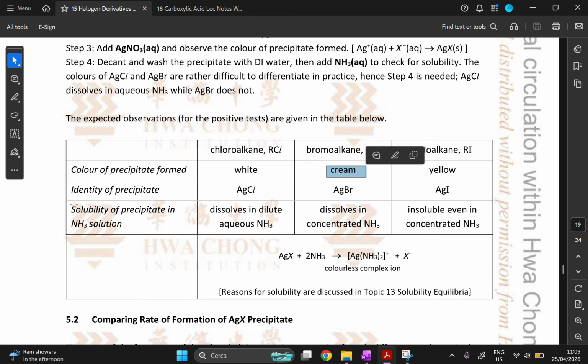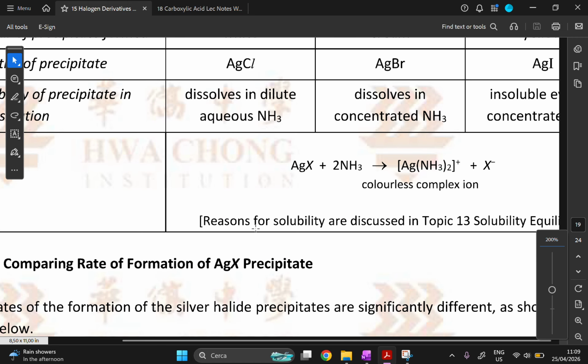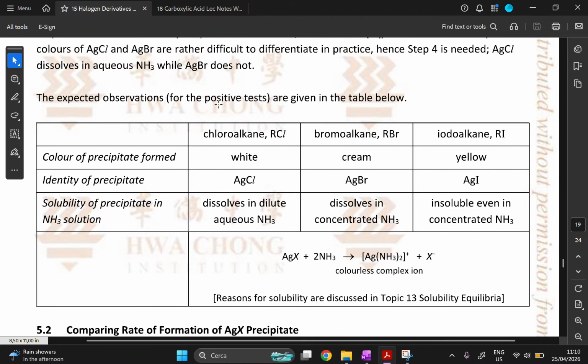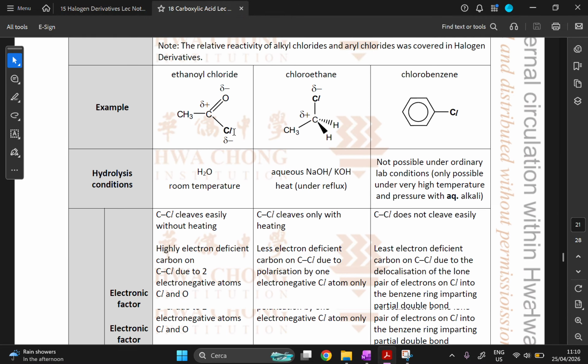That's why the lecture notes have added this additional row in this table on the solubility of the precipitate in NH3. And the reasons for solubility are insolubility equilibria, because basically this complex ion, actually this should be a reversible arrow, this is an equilibrium, but depending on the identity of this X, the position of the equilibrium will lie either a bit to the left or a bit to the right, and therefore that affects the solubility. Okay, so I don't want to digress too much here. I'm just going to go on to answering the question.